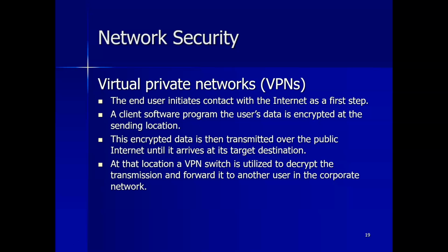And at that location, a VPN switch is utilized to decrypt the transmission and forward it to another user in the corporate network. A good way to understand this process is by means of a metaphor. So the message is loaded into an armored car, a process referred to as encapsulation, and that car passes through a private, secured, and encrypted data tunnel that has been carved out virtually through the superhighway, which is the internet.